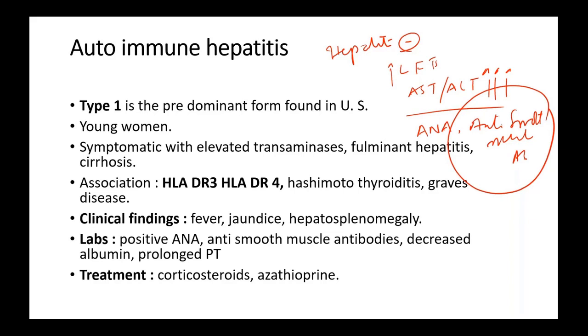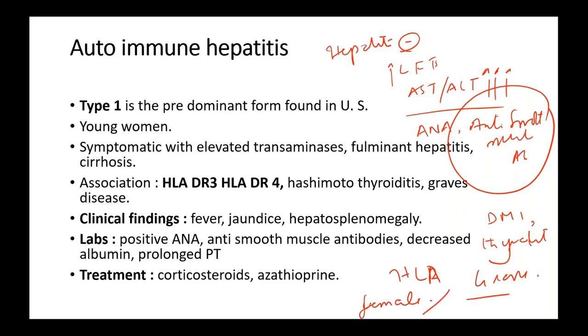Because it is autoimmune, these patients can have a history of other autoimmune diseases like type 1 diabetes, thyroiditis, Graves' disease. They can have HLA association with DR3, DR4, more common in female. So treatment is steroid and azathioprine.